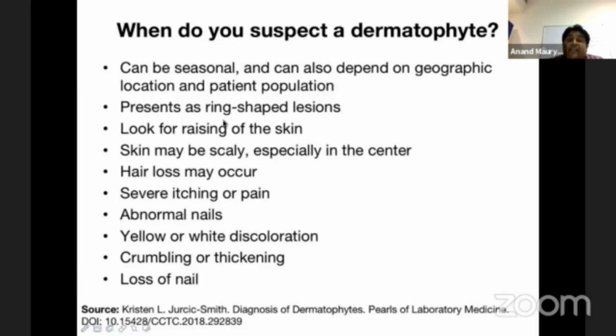It presents as ring-form lesions, raised from the skin. The skin may be scaly, especially in the center. Hair loss may occur, along with severe itching or pain, abnormal nails, and yellow and white discoloration. There may also be loss of the nail. These are the signs when you should suspect a dermatophyte infection.